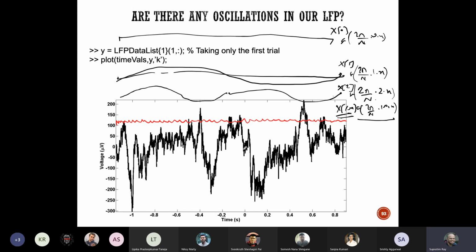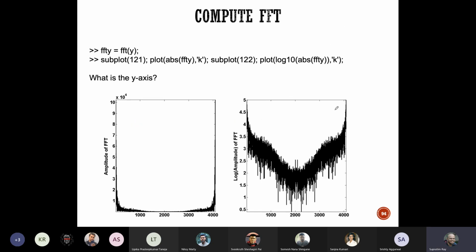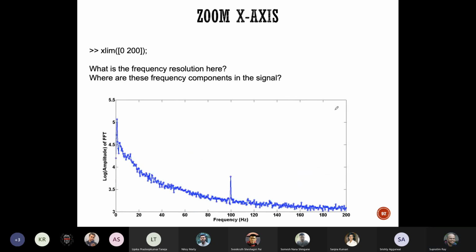But whenever I take the Fourier transform over some interval, I'm assuming that all the constituent sinusoids that the Fourier transform is going to give me are present throughout the length of the signal. So actually, I have no information about where this 100 hertz component is. Where are these frequency components in the signal? They are everywhere throughout the length of the signal.